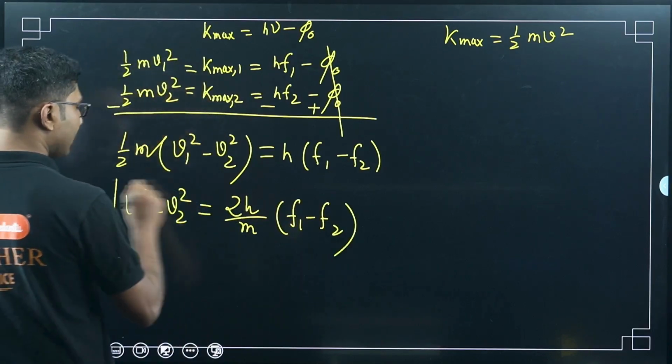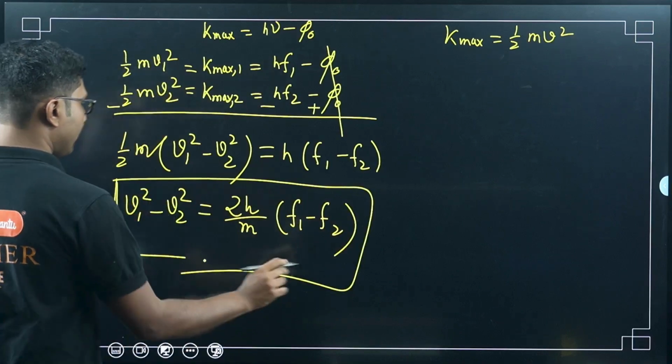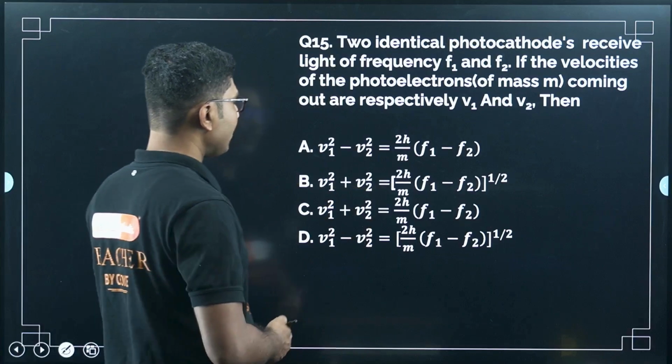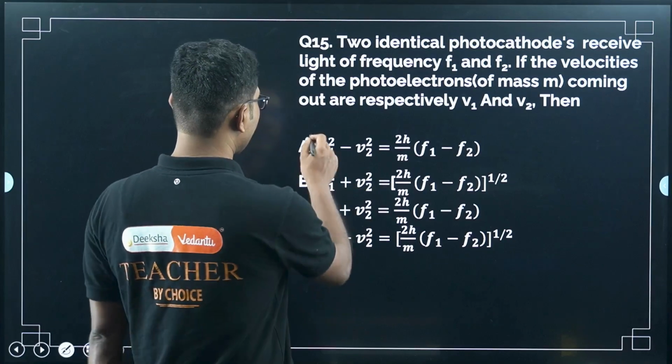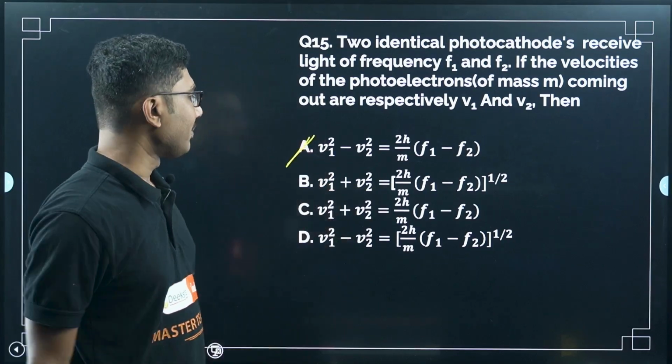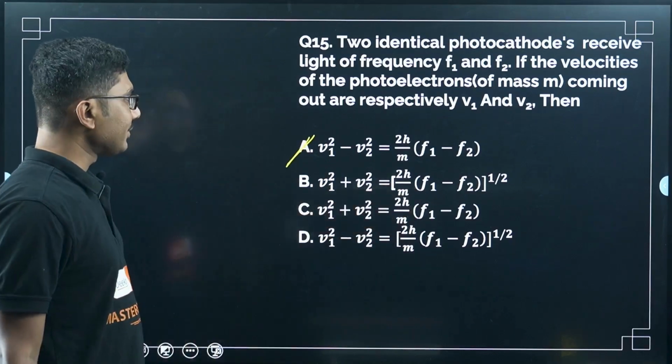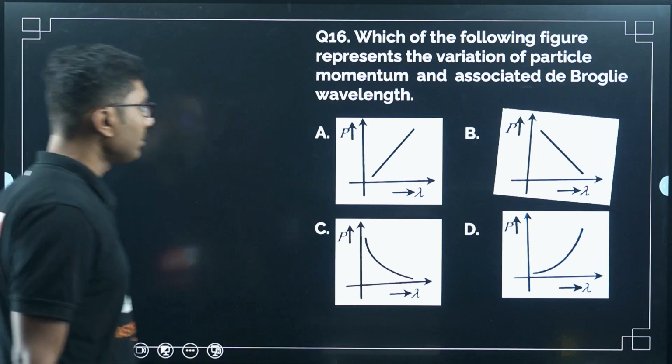Is it a difficult question? Tell me, did you find it difficult? Were you able to answer this question? So v1 square minus v2 square is equal to 2h by m into f1 minus f2, not the square root one. Easy question. Now let's move on.